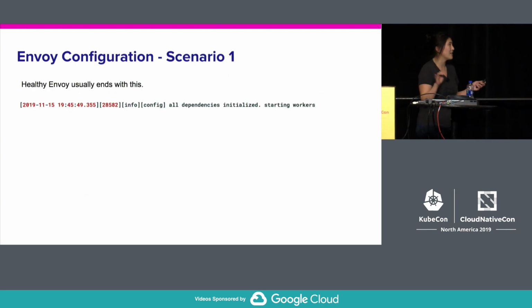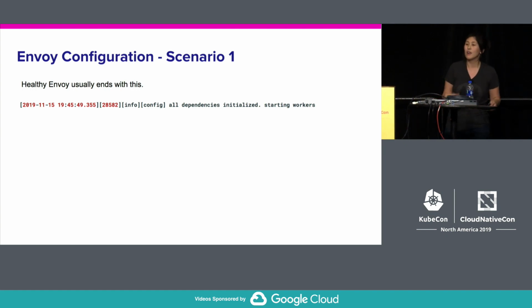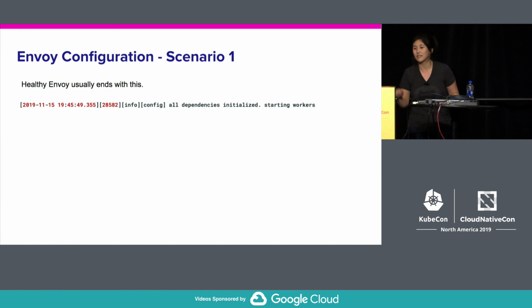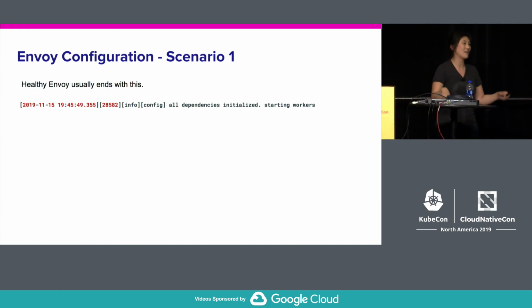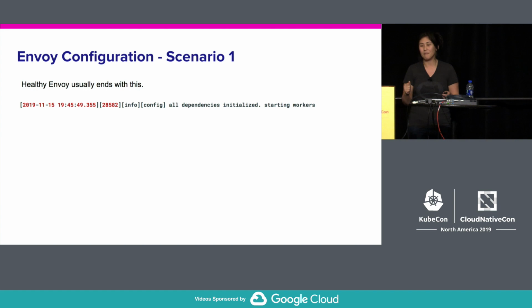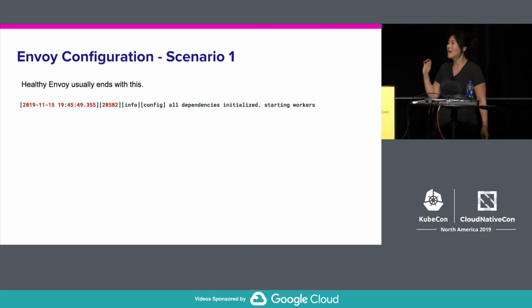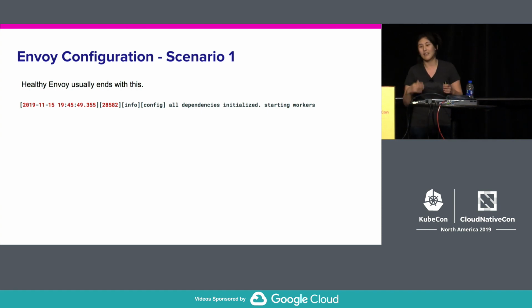Okay, so let's go into a realistic scenario. A healthy Envoy, when it starts up, usually ends with this log line: all dependencies are initialized, starting workers. That means Envoy is now able to take traffic, and the workers are the request workers. So that's the happy path and what you're looking for when you're looking at the logs. These logs are not the access logs that Ryan will go into later in the talk. These logs are the server logs that Envoy emits in the main thread.